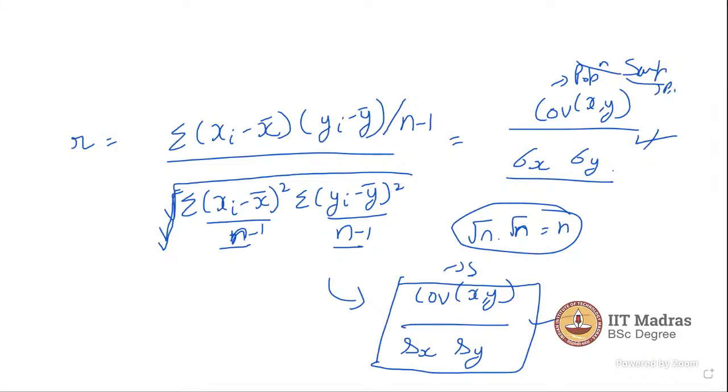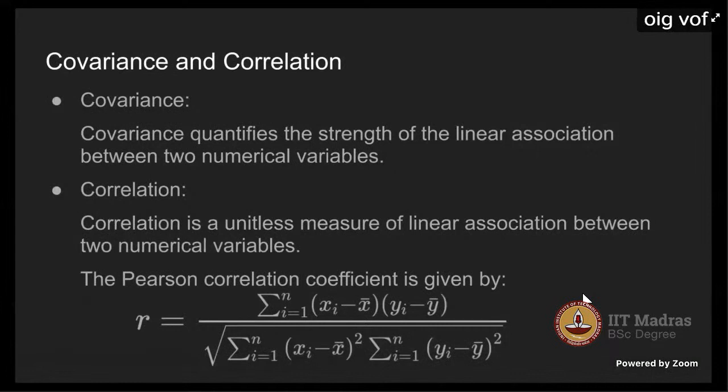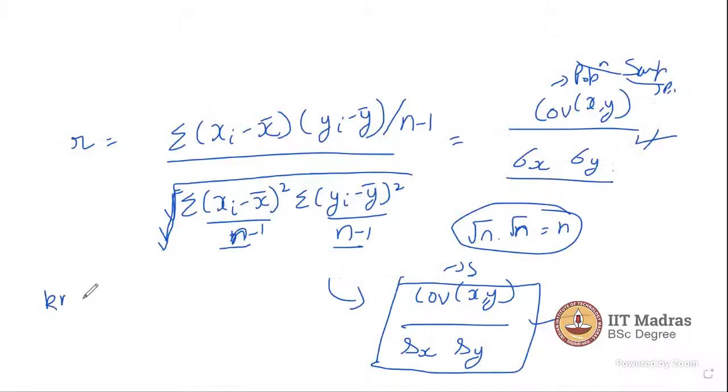Basically there is no difference between population and sample for correlation. Covariance will differ. That's why correlation is more reliable, because correlation doesn't have units. Covariance has units, so we can't compare. Suppose one covariance has kilometer liter as its unit and another has meter square. You can't compare these two.